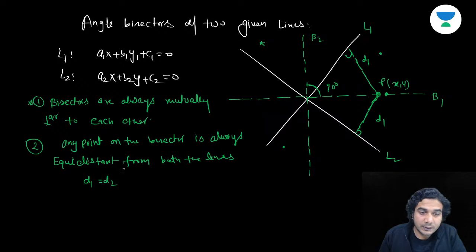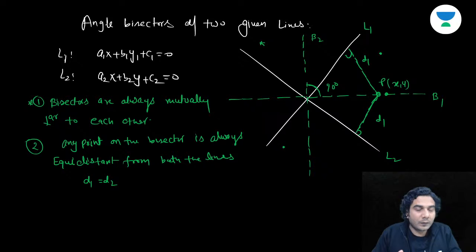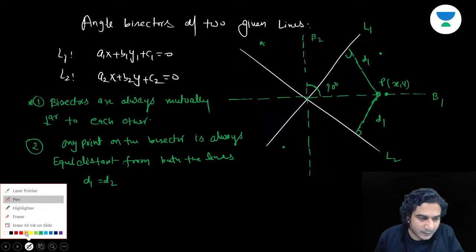And using this, we are going to write the locus of point P. We need to write the equation of the locus of point P, which moves so that it is always equidistant from L1 and L2. If we write that equation, it will represent the equation of the angle bisector. So how will we write it? Just equate these two distances.